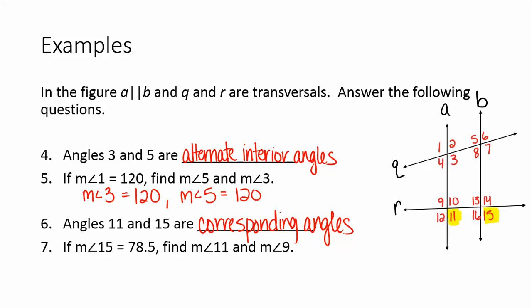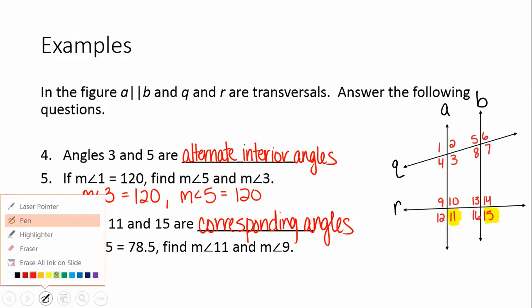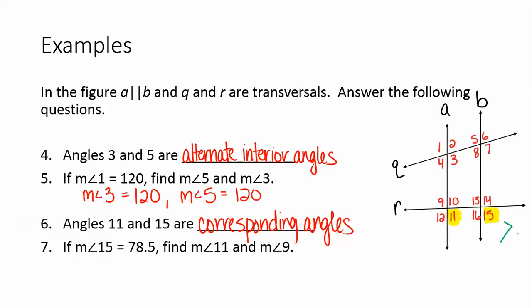We're told that the measure of angle 15 is 78.5, and we need to find the measures of angles 11 and 9. If you remember from the previous slide, corresponding angles are also congruent. So if 15 is 78.5, so is the measure of angle 11. So the measure of angle 11 is 78.5. And angle 11 and angle 9 are vertical angles, so the measure of angle 9 is also 78.5.